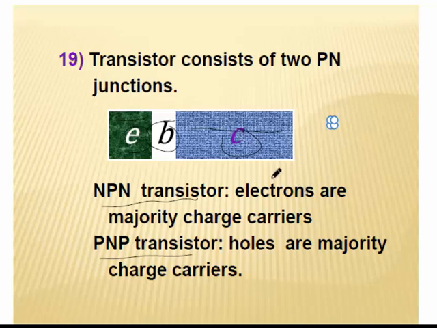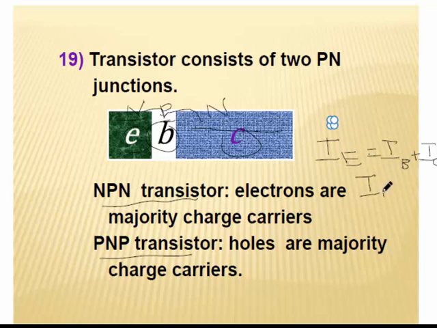In an NPN transistor, electrons are the majority charge carriers because the emitter is N, the base is P, and the collector is N. That is an NPN transistor. Electrons move from emitter to base, and base to collector. Here emitter current IE is equal to base current IB plus collector current IC. IE equals IB plus IC. This equation you must know. IE means emitter current, IB means base current, IC means collector current.